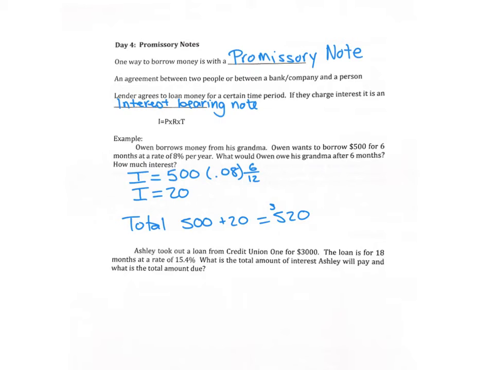Promissory notes don't have to come from family or friends. They can also sometimes come from a bank. So, looking at a credit union, Ashley took out a loan from Credit Union 1 for $3,000. The loan is for 18 months at a rate of 15.4%. What is the total amount of interest Ashley will pay, and what is the total amount due?